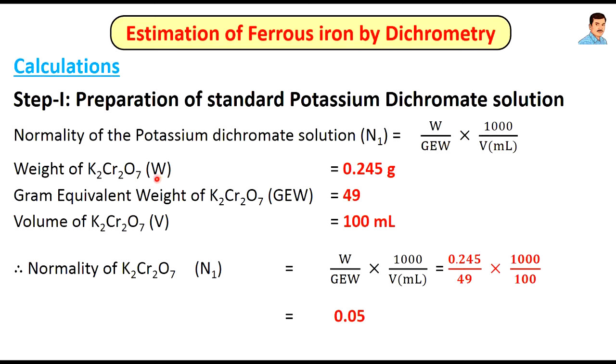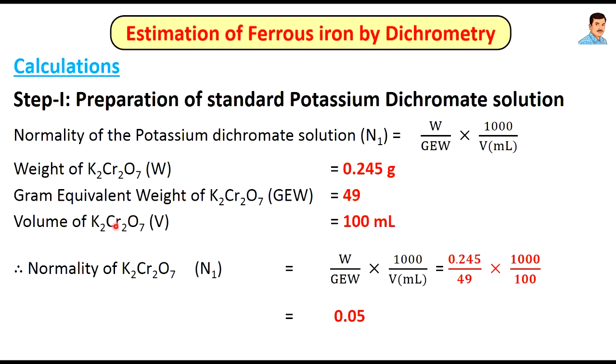Weight of the potassium dichromate W is equal to 0.245. We have taken a known weight of potassium dichromate, that is furnished here. Then the gram equivalent weight of potassium dichromate, GeW, is a fixed value in acid medium. Potassium dichromate gram equivalent weight is 49.